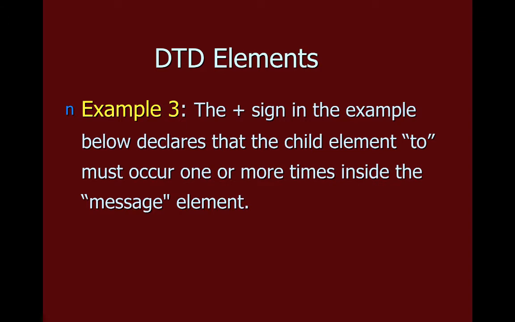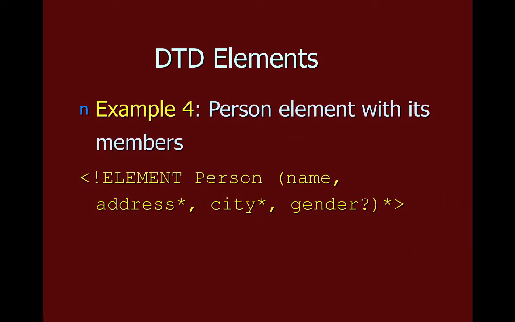means 1 or more, as opposed to the asterisk sign or the star sign, which means 0 or more. So this is the message element containing 1 or more to elements. And here the person element has to have exactly 1 name element, followed by 0 or more address elements, followed by 0 or more city elements, followed by 0 or 1 gender elements. And that whole thing can occur 0 or more times.